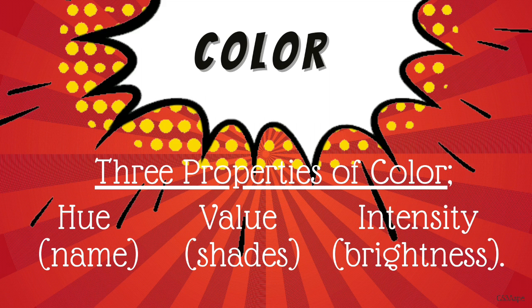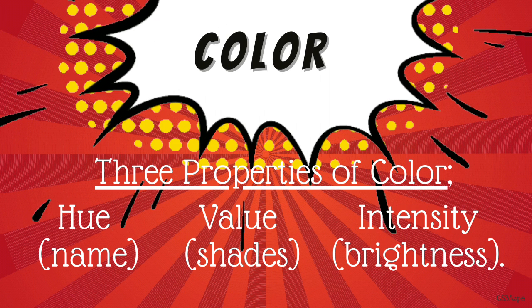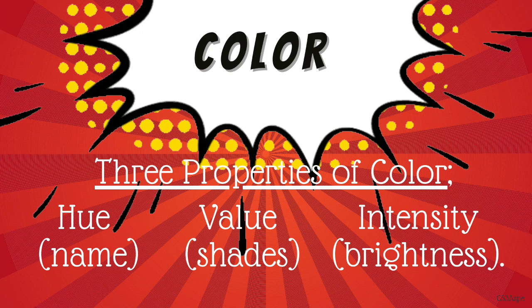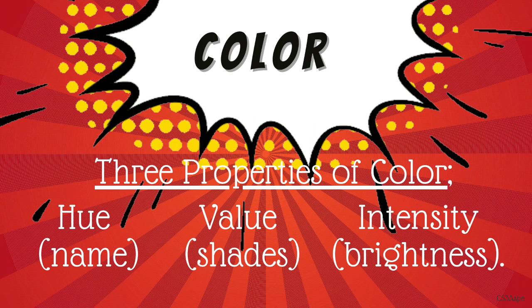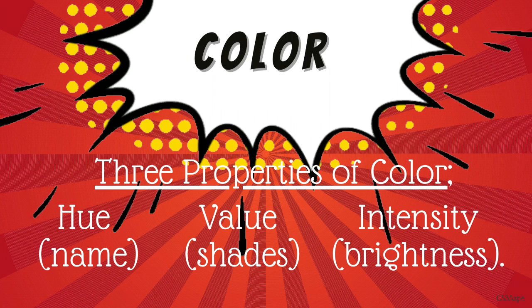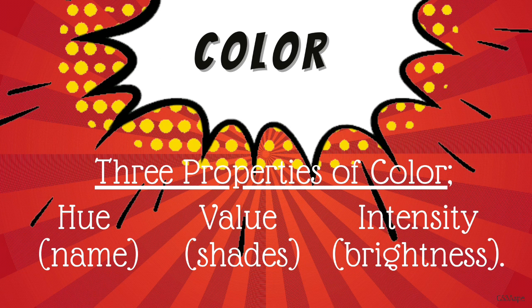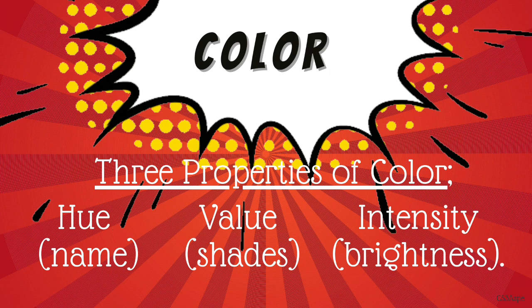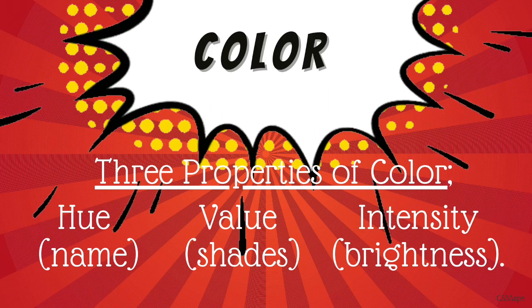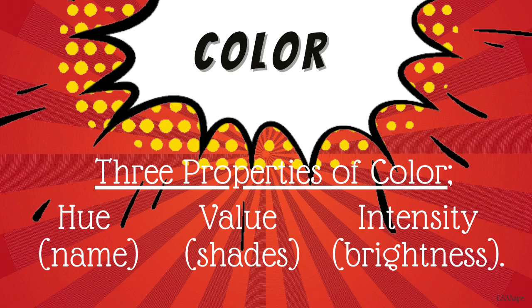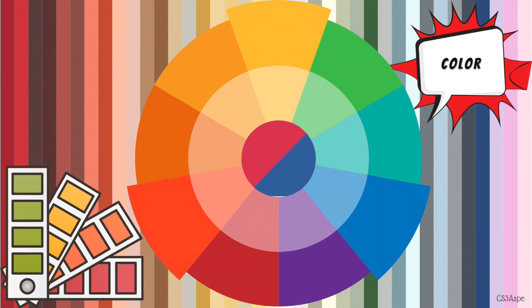Three properties of color. Hue or name, which is the distinguishable color like red, blue, or yellow. Value or shades, meaning the lightness or darkness of the hue. The last is chroma or intensity, also known as brightness, distinguishing between strong and weak colors. A visual representation of chromatic scale is observable through the color wheel that uses the primary colors. Color relates to tint, tone, and shades.